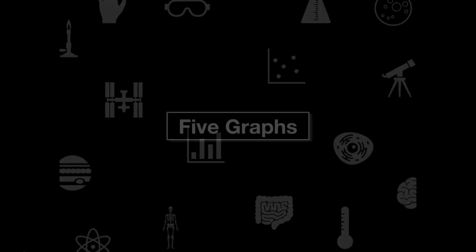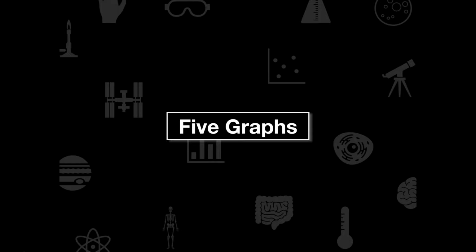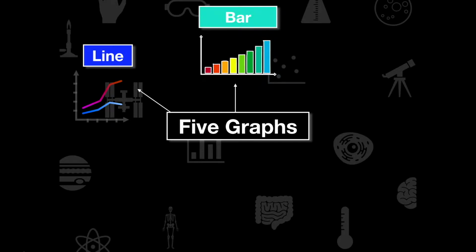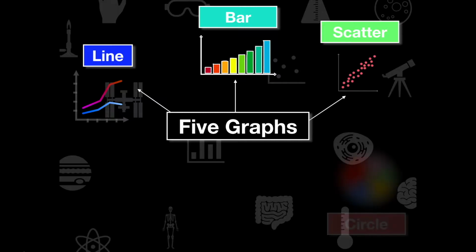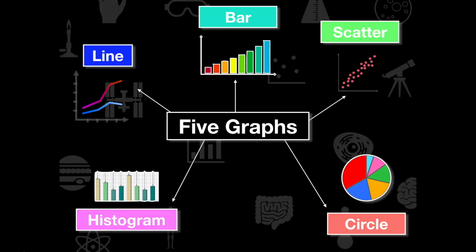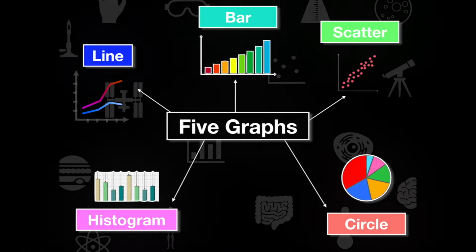So there are 5 main graphs that you guys have to know in science. The first one that we have and the most common is a line graph. Now the second graph we have is a bar graph. The third one is a scatter plot. We also have circle, or some people call them pie graphs. And then probably the least common is going to be the histogram. The histogram is another type of graph that we see.